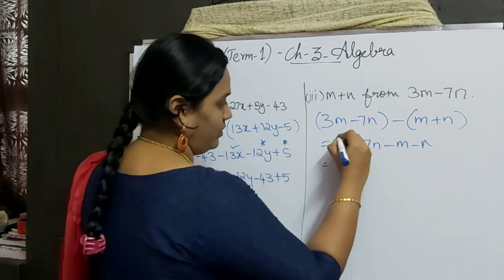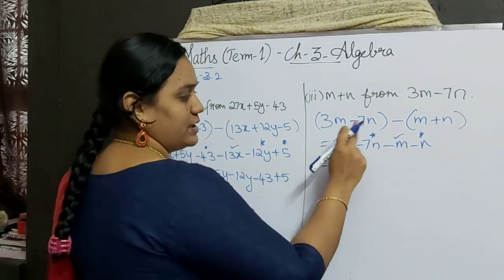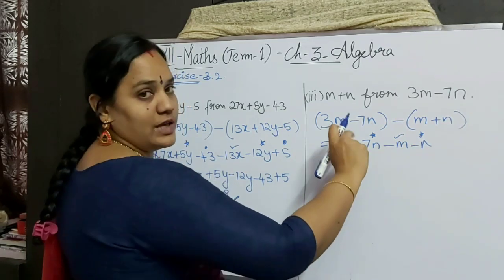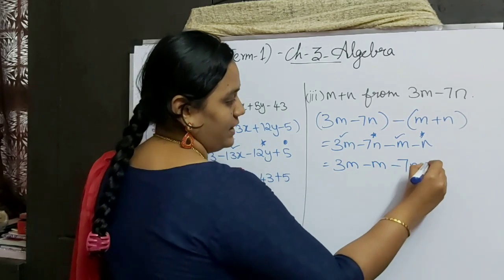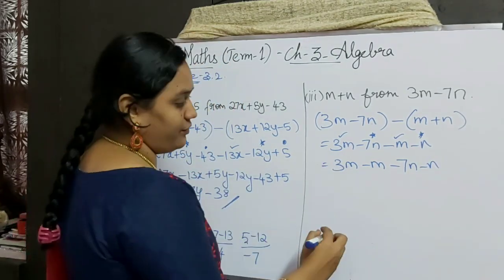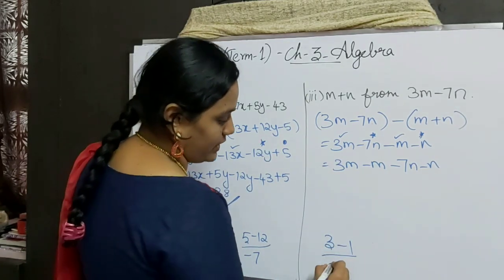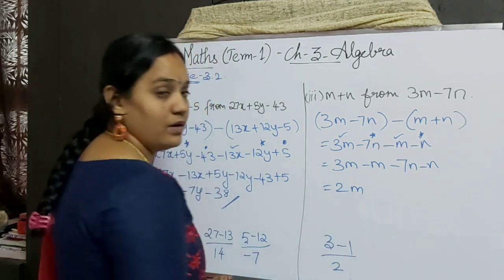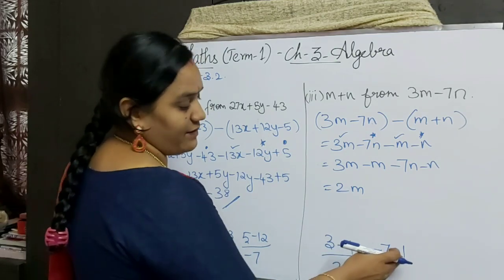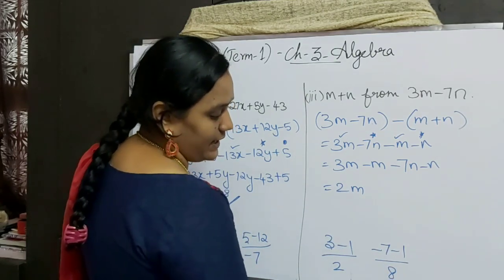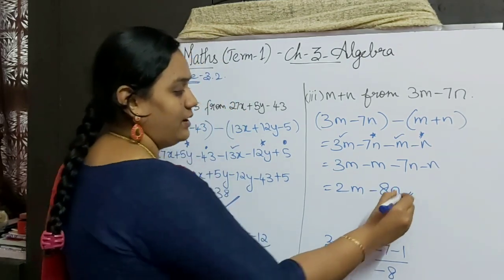Okay. So now we have to mark the like terms together. I have marked m terms using a tick and n terms using a star. So now I am writing it together: 3m minus m minus 7n minus n. Now what are the coefficients of the variable m? 3 minus 1. So 3 minus 1 is 2, plus 2. So 2m. So n terms: minus 7 minus 1. Here the coefficient is minus 1. So minus 7 minus 1. Same sign, so adding, I got 8. Greatest number sign is minus. So minus 8n. This is your answer.